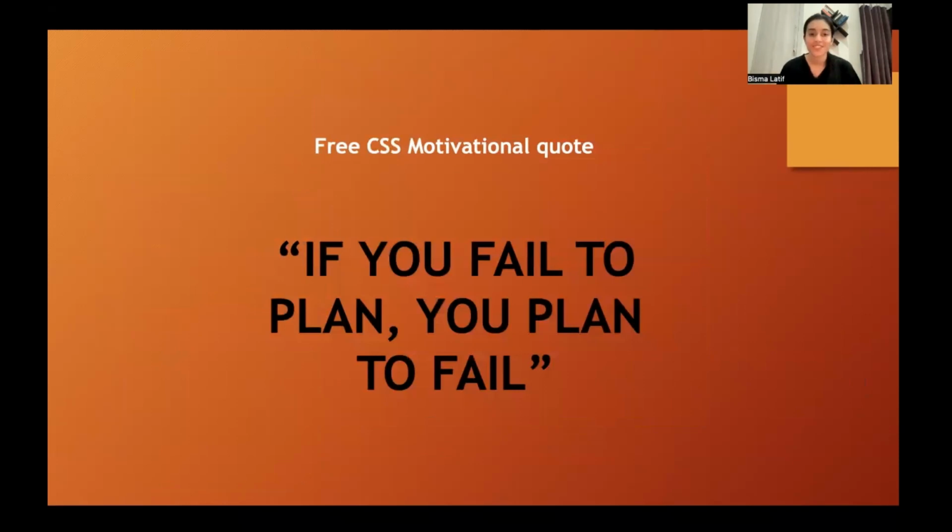That's it. This is a free CSS motivational quote for you. If you fail to plan, you plan to fail. So don't fail to plan, because schedule your journey, make a routine, and then work on it.